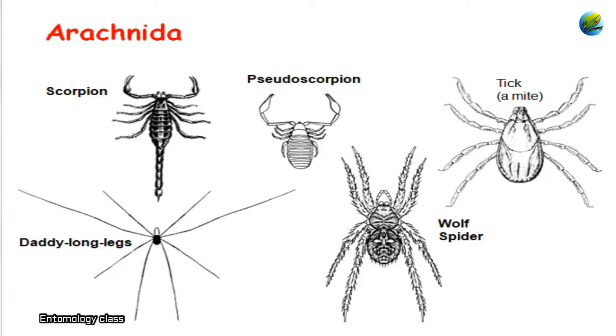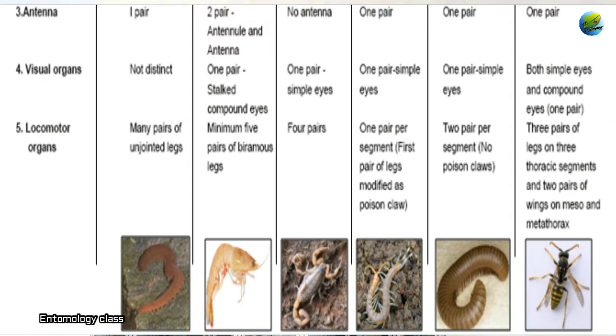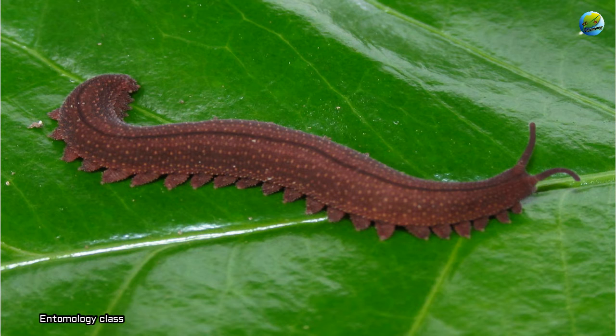In case of spider group, that is Arachnida, it is having 4 pairs of legs. Totally they will be having 8 legs in case of Arachnida, and crustaceans will be having a minimum of 5 pairs of biramous legs, which means they will be having 2 segments in their legs, so that's why it is called biramous legs. And in case of Onychophora it will be having many pairs of unjointed legs.